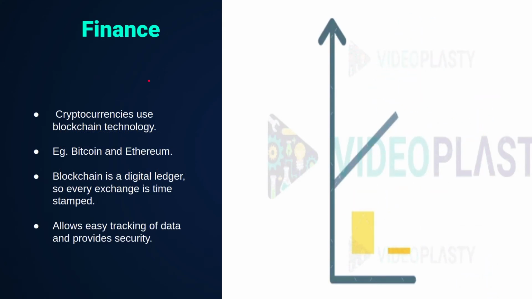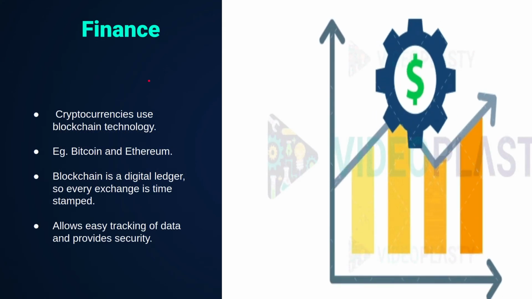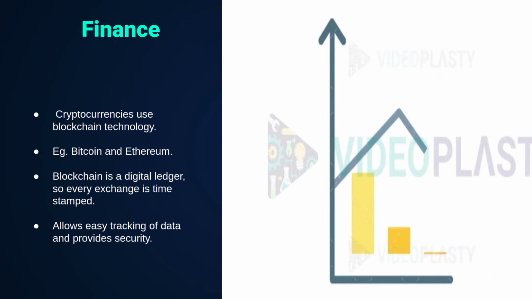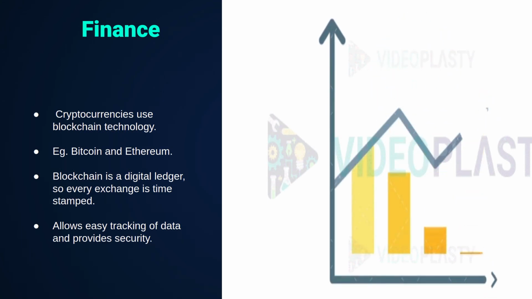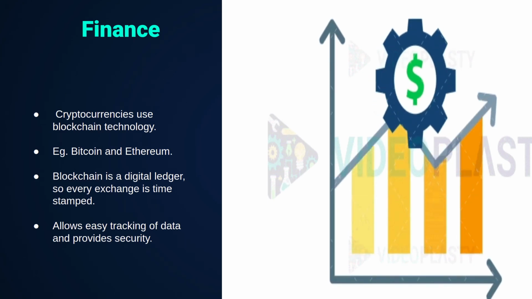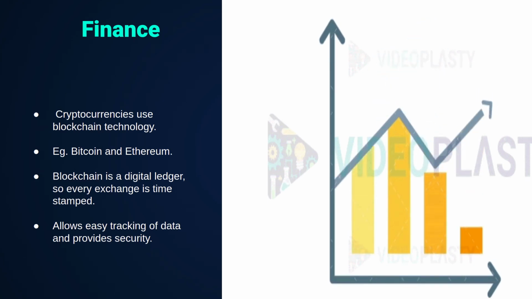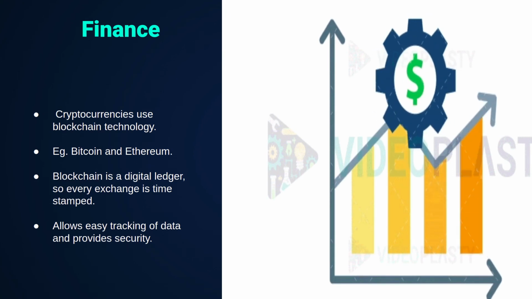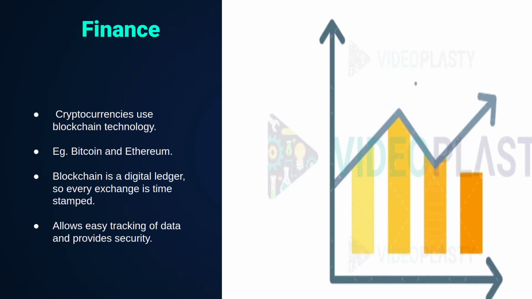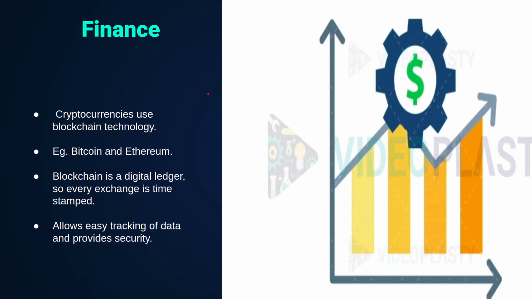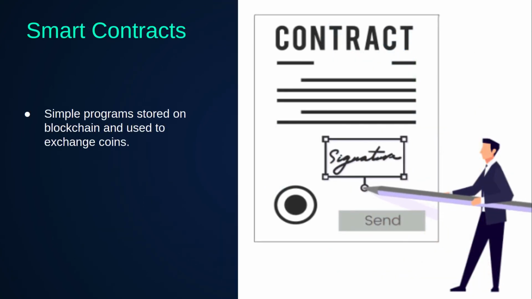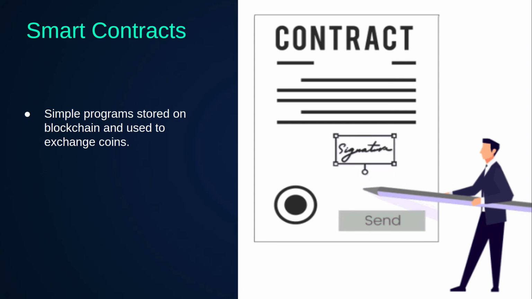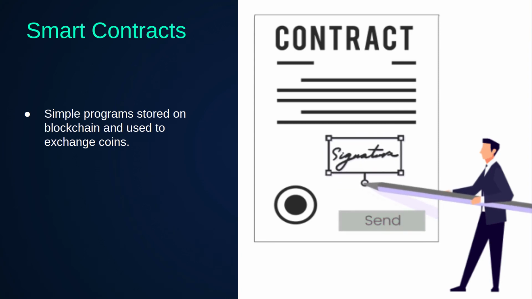Finance. Cryptocurrencies use blockchain technology. Some examples of cryptocurrencies are Bitcoin and Ethereum. Blockchain is a digital ledger, so every exchange is time stamped. It helps in easy tracking of data and provides a lot of security. One of the recent developments in blockchain is smart contracts. It is basically a simple program that is stored on the blockchain and is used to exchange coins.